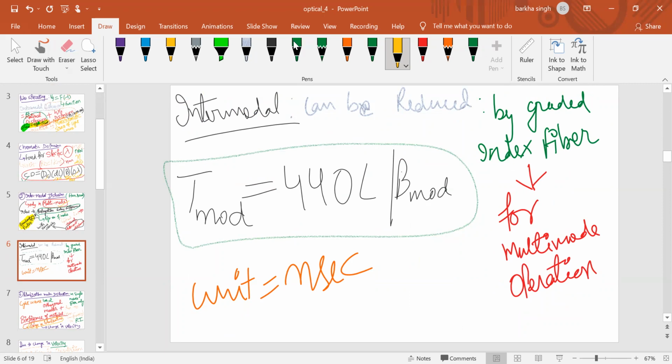Here we have the formula for intermodal dispersion, which is T mode is equal to 440 L upon B mode, and its unit is nanosecond. B mode is the spectral width of the source.